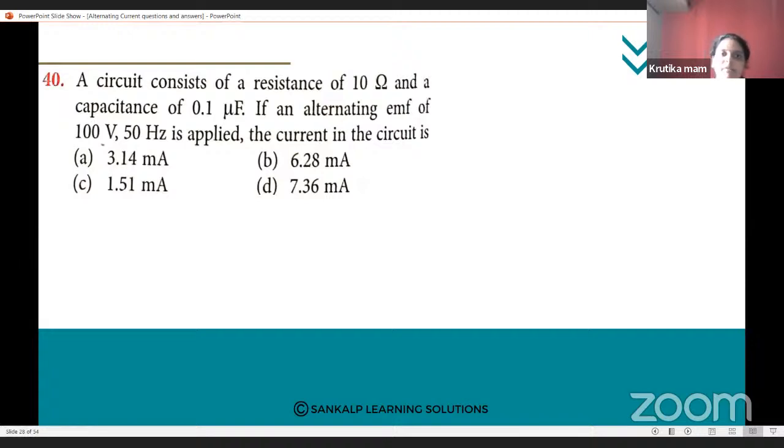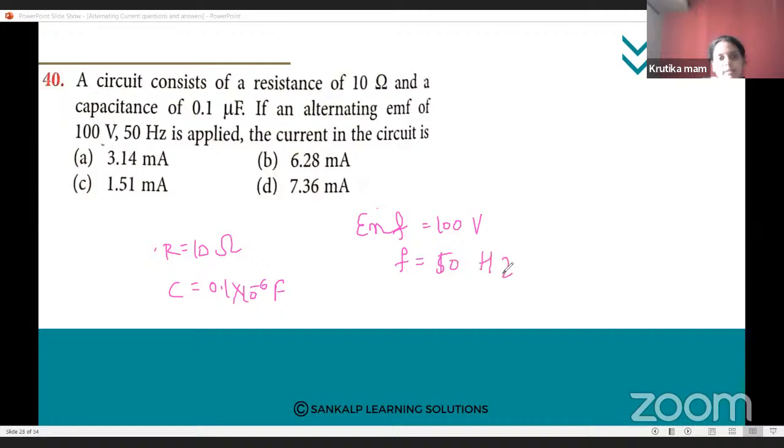See what all they have given. It consists of a resistance, so the resistance value is given as 10 ohm. The capacitance is given as 0.1 into 10 raised to minus 6 farad. If an alternating EMF, so the EMF value, how much is it given? It is given as 100 volt and the frequency is given as 50 hertz. The current in the circuit is. So what is the current in the circuit?